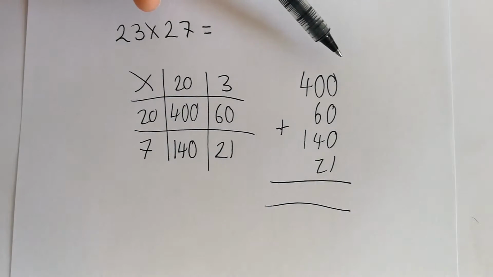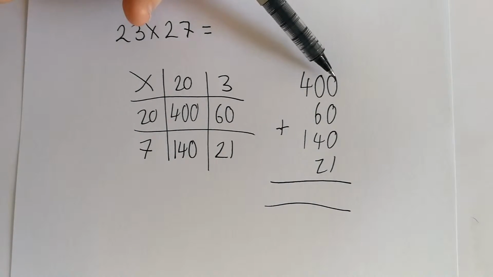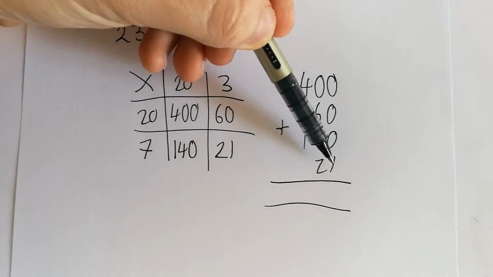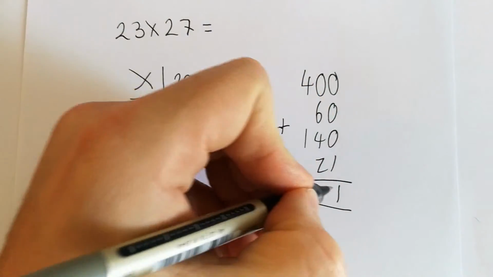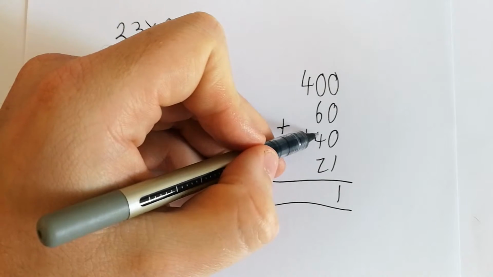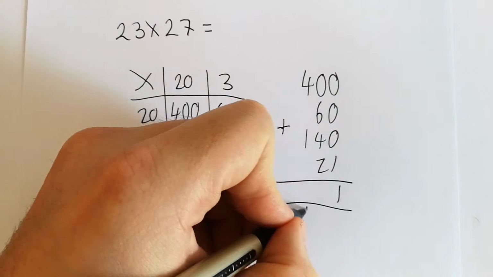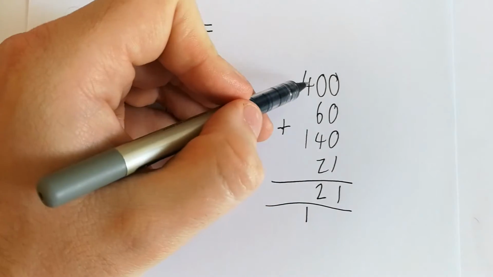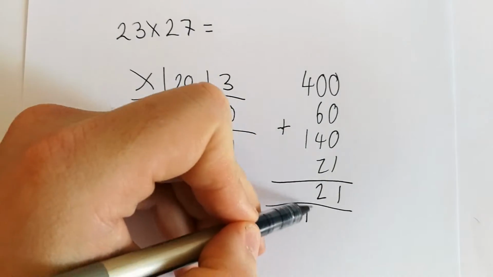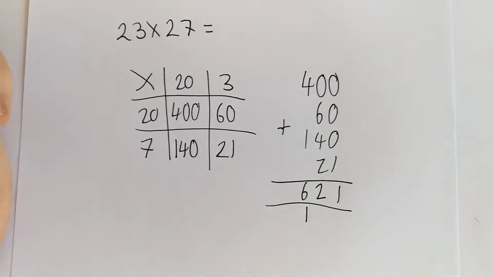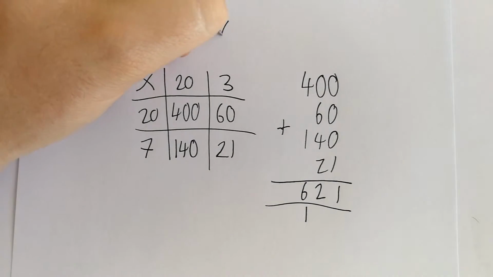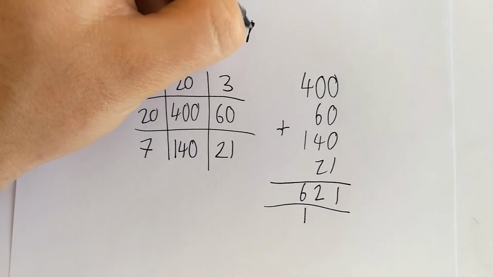We then add up from our right, working to our left. So zeros we ignore pretty much, and we just go for the 1. We've got 6 plus 4 is 10, plus our 2 is 12, so we write a 1 and a 2. We've got 4 plus 1 is 5, plus our extra 1 is 6. So our answer to 23 times 27 is 621.